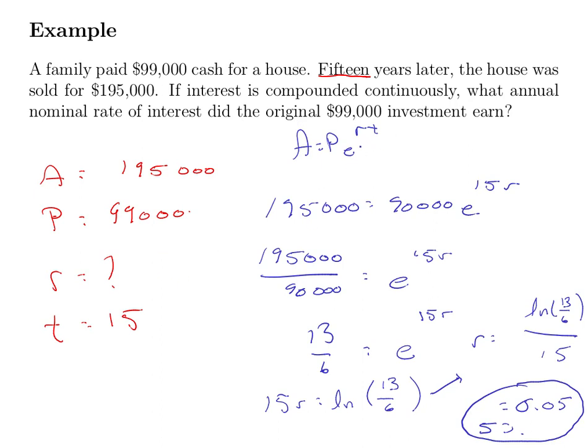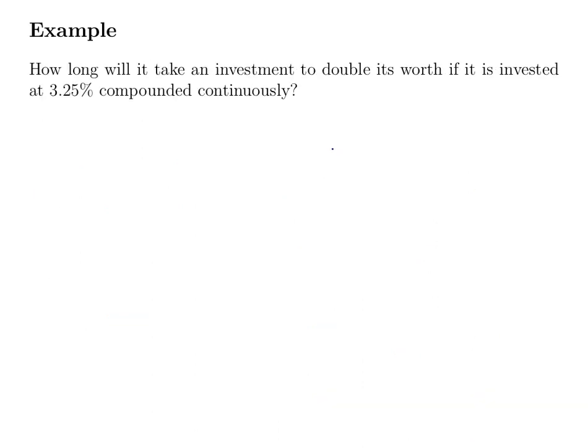So let's take a look at an example of that. This one's kind of fun. Here we're looking at how long it's going to take an investment to double its worth if it's invested at 3.25% compounded continuously. So I'll write this out. You guys take a second to think about it. Notice here we're trying to figure out time. But how do we figure out this stuff? Take a second, think about that, and then come back to me.